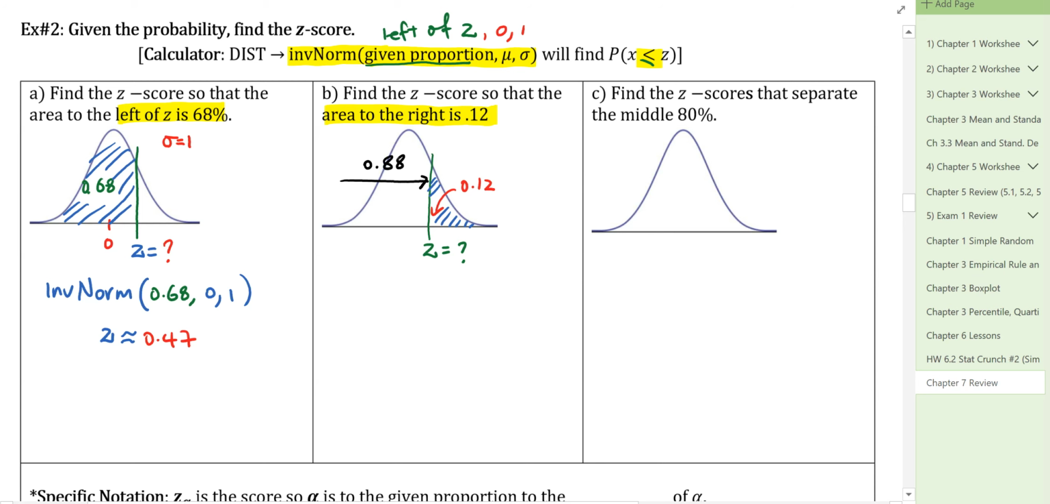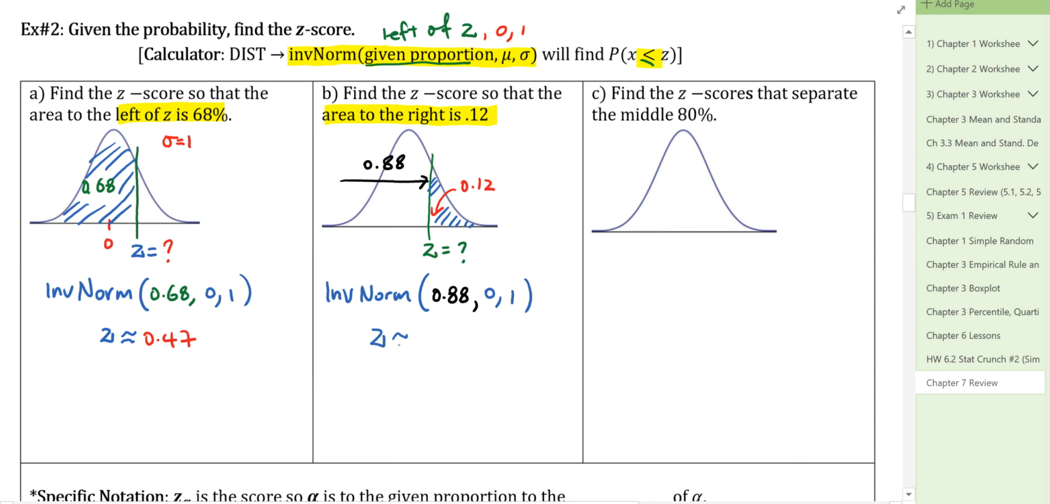Right. So now I'm going to put in my calculator. I'm looking for the z-score that separates the bottom 88% and the top 12%, basically. So that's a z that I'm looking for. All right. So using the same function, inverse norm. The area on the left is 0.88. Again, I always put on the left. And then my mean and standard deviation are 0 and 1. And enter that in your calculator.